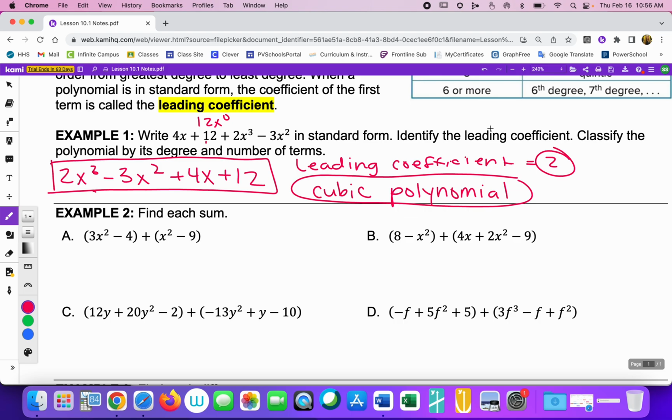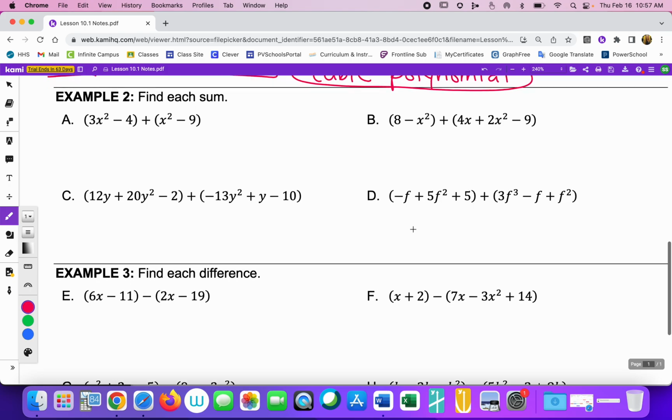Why does it have parentheses down here? Well, I'm going to explain that. So is there any questions before we get to those? Okay, now adding and subtracting.